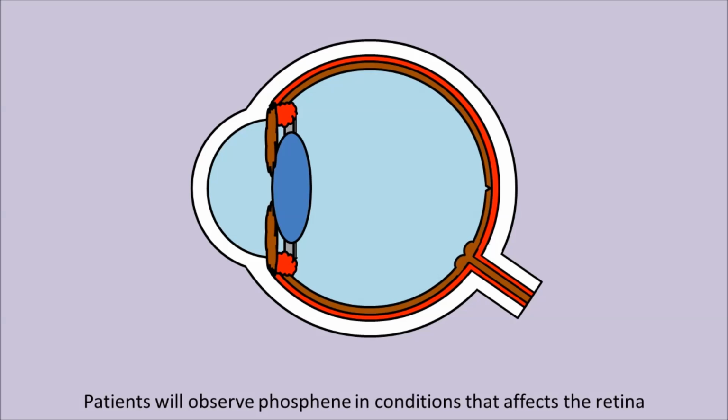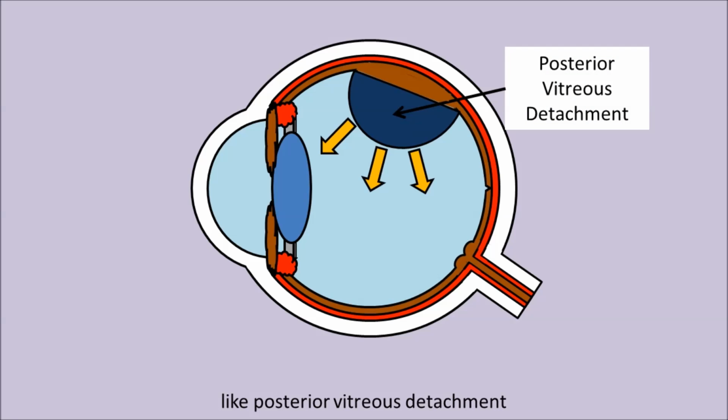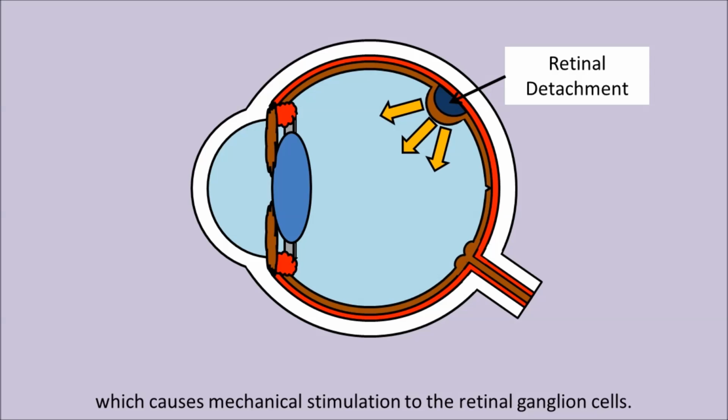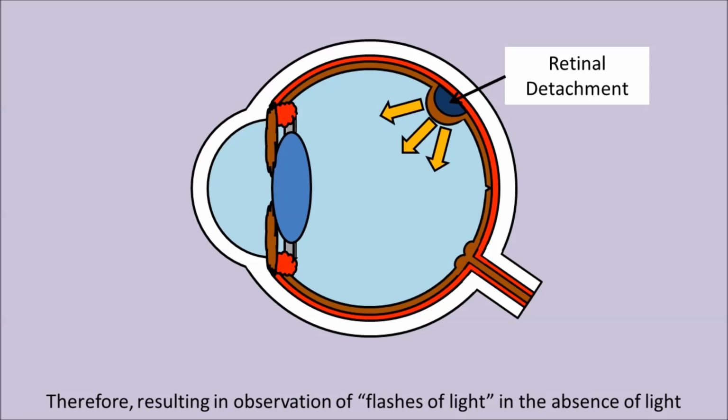Patients will observe phosphene in conditions that affect the retina, like posterior vitreous detachment and retinal detachment, which cause mechanical stimulation to the retinal ganglion cells, therefore resulting in observation of flashes of light in the absence of light.